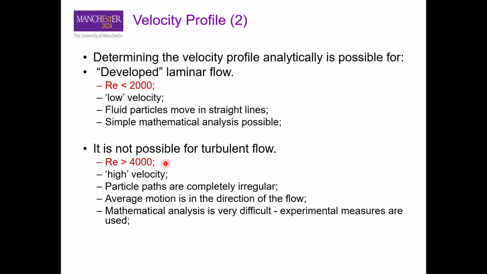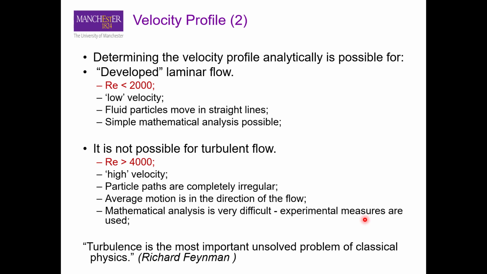While for the case of turbulent flow, because of the high Reynolds number, velocities are very high and it generates a lot of irregular velocity components, and as such we cannot solve these equations mathematically. Okay, so we have to rely on experimental measures to develop different relations. And as Richard Feynman said, turbulence is the most important unsolved problem of classical physics, and even despite being in the 21st century, we cannot solve turbulence by using analytical equations.